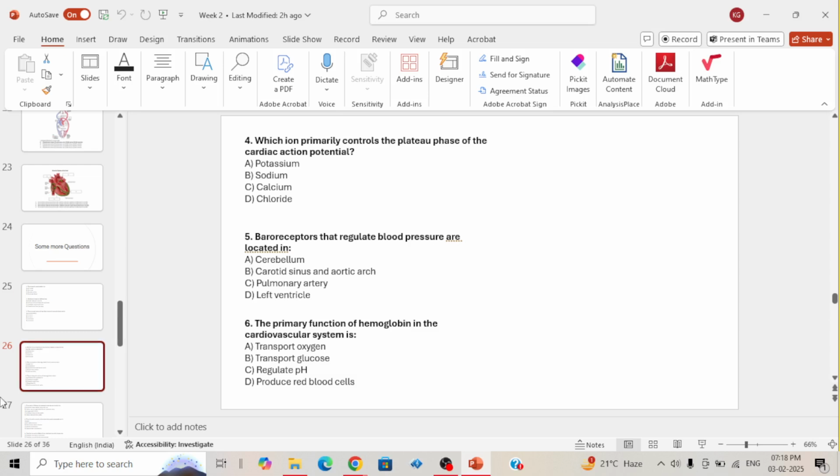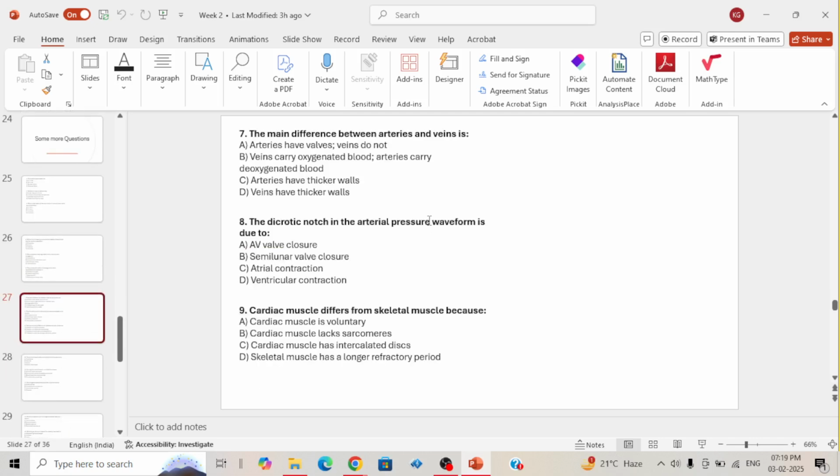Okay, so the next question is, the primary function of hemoglobin in the cardiovascular system is, if someone can answer this question. Option A, it's transport of oxygen. It is a protein to carry oxygen.